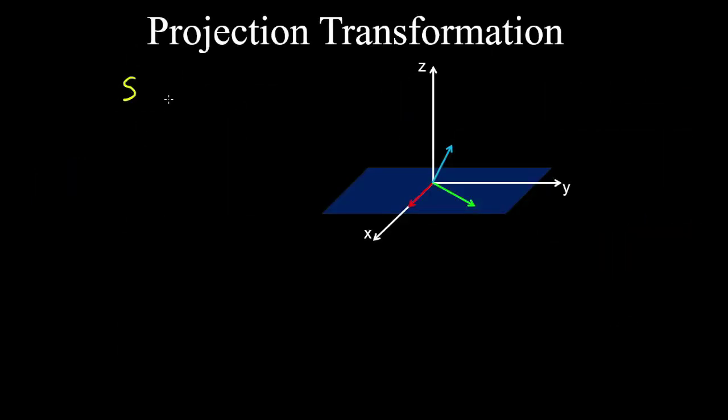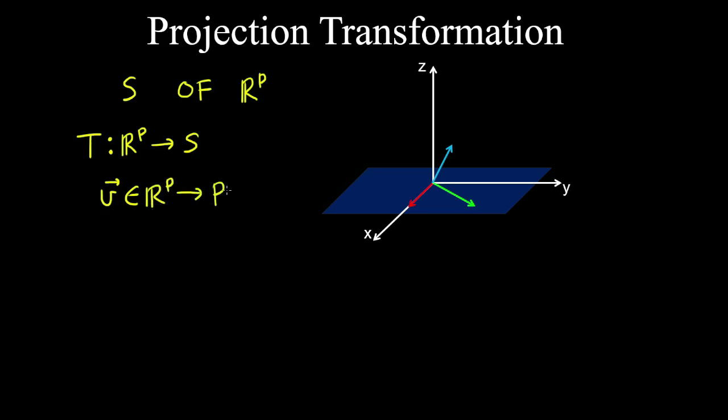If S is a subspace of the real space of P tuples, then a linear transformation T from Rp to S, which maps every vector in Rp into its orthogonal projection in S. So effectively, the projection of V onto S can be written using the projection matrix that we derived for the least squares solution.